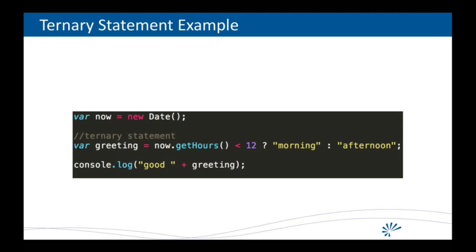On a very related note, the ternary statement. In the second line here, you see the ternary statement. It's really just an if-else on one line. So if the condition is true, it picks the first value. If it's false, it picks the second value. So if we ran this right now, we'd get morning. But it's really just another fancy if-else.